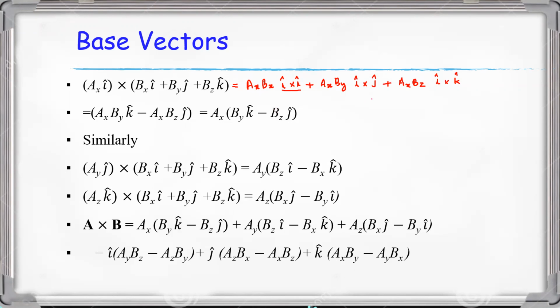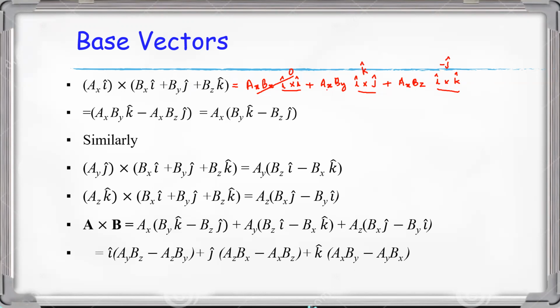And look at the cross product terms. That is I cross I. What is the value of I cross I? It must be equal to 0, because the angle between I and I must be equal to 0. So this term vanishes. And I cross J, the value of I cross J is equal to K. And what is the value of I cross K? I cross K is equal to minus J.